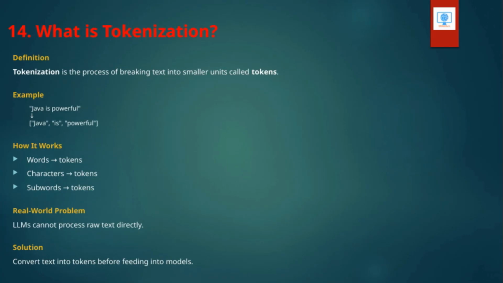Tokenization is the process of breaking down text into smaller units called tokens. These tokens can be words, characters, or subwords, and this step is crucial in preparing text for further processing. For example, take the phrase "Java is powerful." When we tokenize it, it splits into Java, is, powerful. This simple example shows how tokenization transforms a sentence into manageable parts for a machine to understand.